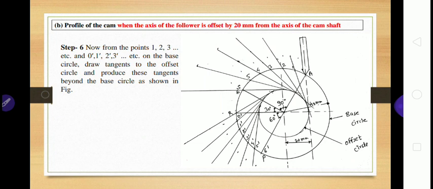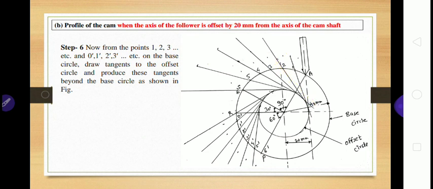The next step is to join these points O, 1, 2, 3, all points. Next step, if it is offset, then you have to draw tangents to the offset circle passing through the points on the base circle. So the points on the base circle are 1, 2, 3, 4, 5, 1 dash, 2 dash, 3 dash, 4 dash, 5 dash, 6 dash. Through these points you have to draw a tangent to the offset circle. Tangent to the offset circle means a line touching the offset circle and passing through the 1 dash point.